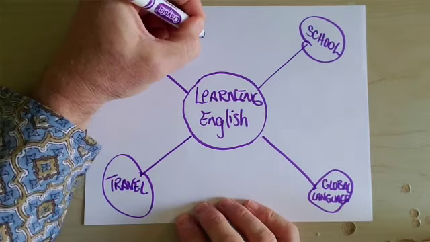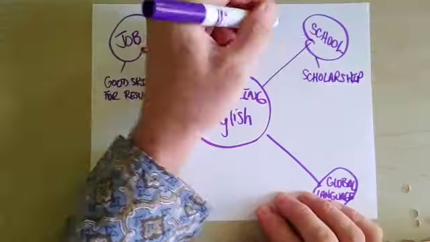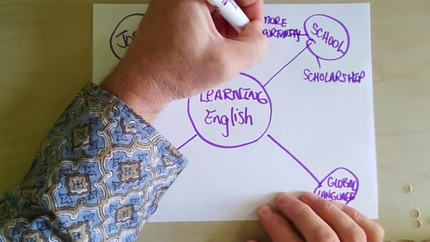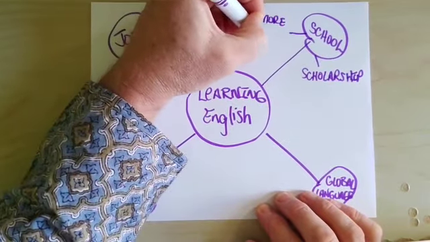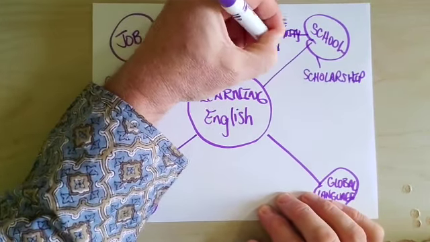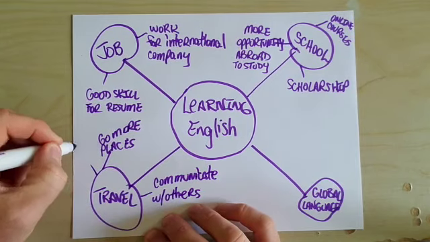For each of these areas, I'll think of ideas for each category. For example, job. Why do I need English? Well, it can give me work at an international company, and looks good on my resume. Schools. Learning English can help me get a scholarship, give me more opportunity to study abroad, and allow me to take online courses that may only be taught in English. Just as a reminder, mind mapping is simply jotting down ideas and can really help your students organize their thoughts. Next is travel.